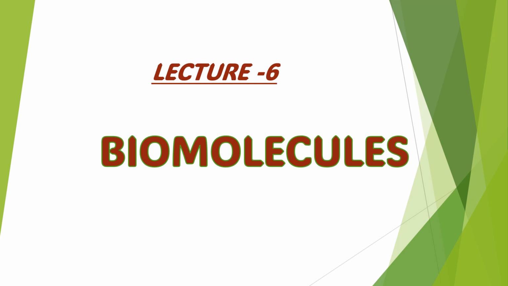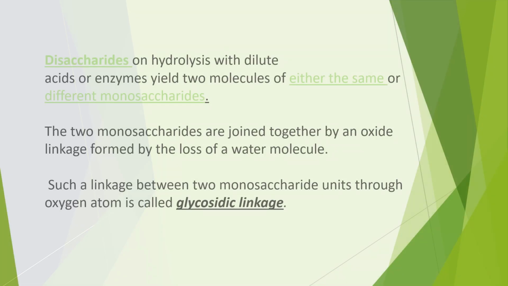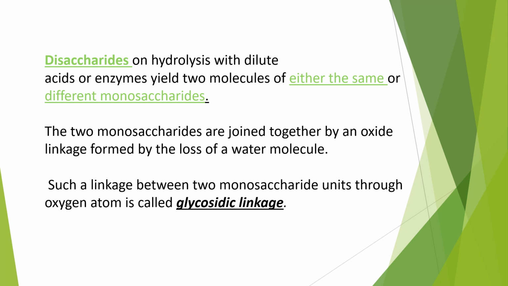This is the sixth lecture in the series of biomolecules chapter. In this video, we will be discussing what are disaccharides in detail. So, disaccharides on hydrolysis with acids or enzymes yield two molecules of either the same or different monosaccharides. The two monosaccharide units are joined together by an oxide linkage formed by the loss of water molecule, and this linkage between two monosaccharide units through oxygen atom is called glycosidic linkage.